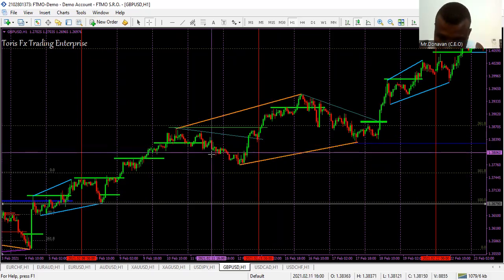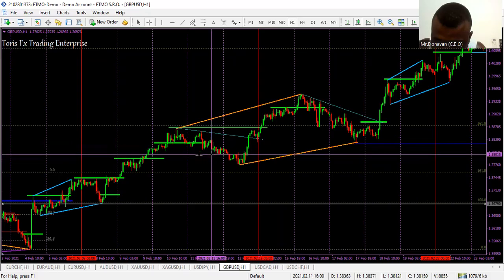This one came down to break today's low. That day's low, is it? Then did it break the previous 2 days low? No. And it started going up. So that's how it happens.